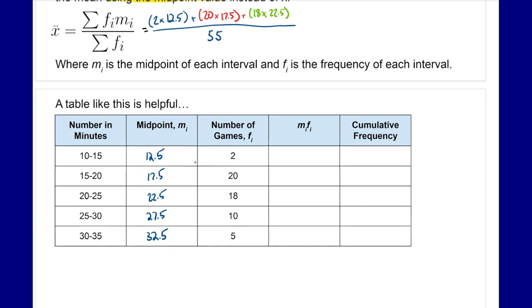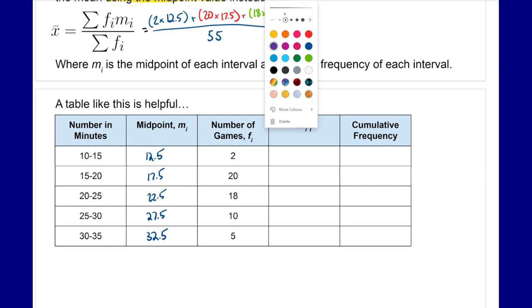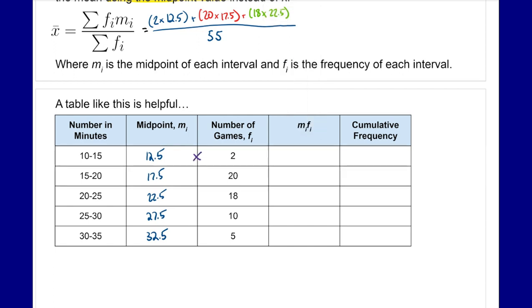multiply each midpoint by the frequency. So I need to go through and multiply all those values. 12.5 times 2 is 25. 17.5 times 20 is 350. Then we have 22.5 times 18, which is 405. Then 275, and 162.5.